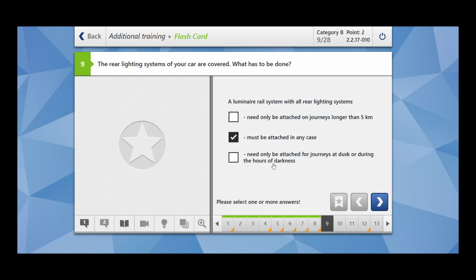Need only be attached for journeys at dusk or during the hours of darkness. This is wrong. In any case, you have to attach the extra luminaire rail system if your rear lighting systems are covered.